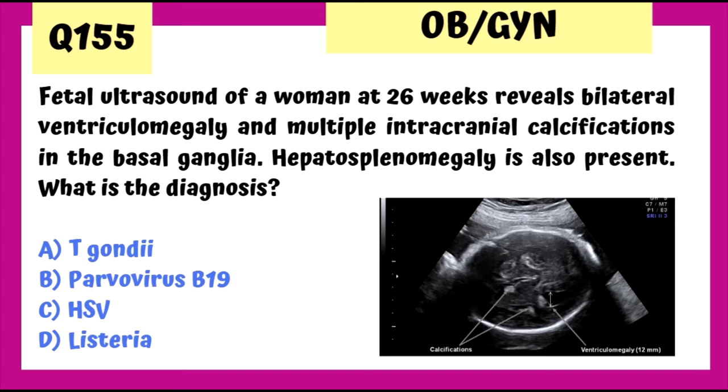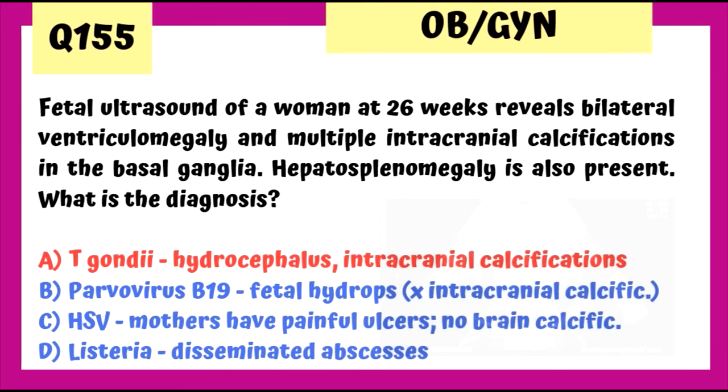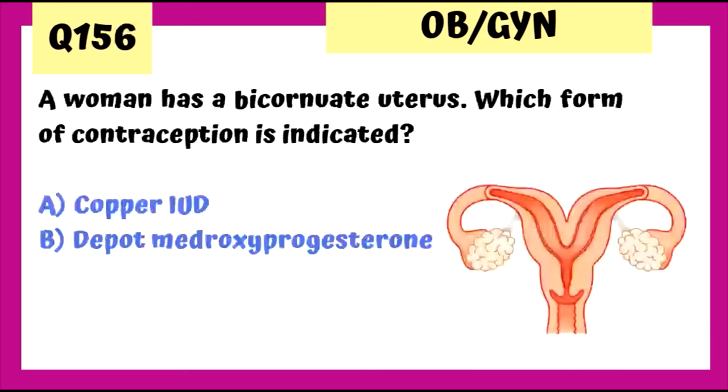What's the diagnosis? So here we have these calcifications and the ventriculomegaly, that is toxoplasma gondii, where we see hydrocephalus and intracranial calcifications. All right, and you could take a look at the other diseases, what we'd see in those conditions. Question 156, a woman has a bicornate uterus. Which form of contraception is indicated?